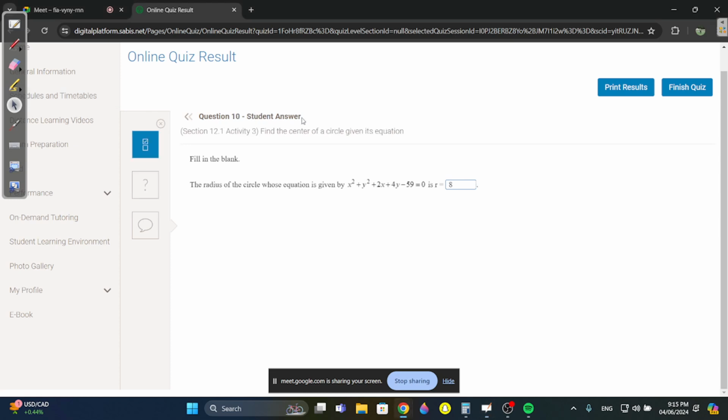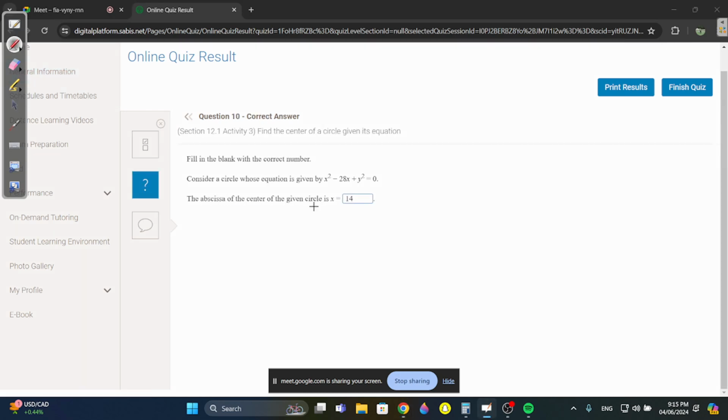Question 10. Consider a circle whose equation is x squared minus 28x plus y squared equals 0. What is the abscissa of the center of the circle? Abscissa means x coordinate. Okay. How do you find x coordinate? Just do minus a over 2. So minus minus 28 divided by 2 is obviously 14.